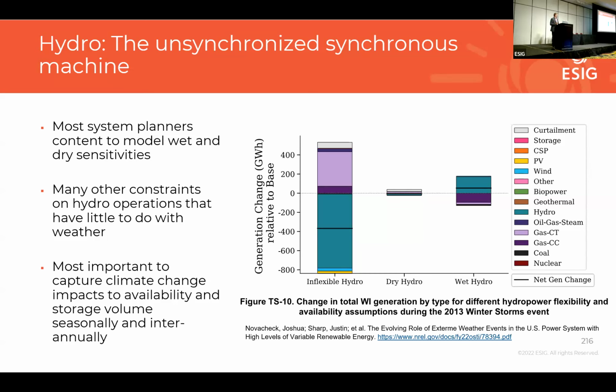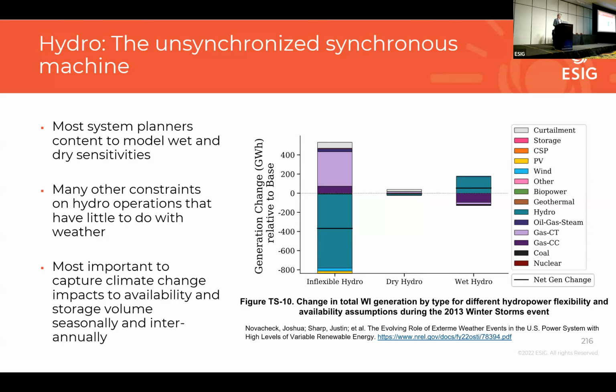That flexibility is hardly based on the weather data sets. There's lots of other constraints on hydro that influence how flexible it can operate from a power systems perspective, from fish and recreation to irrigation, that have very little influence from the particular weather.